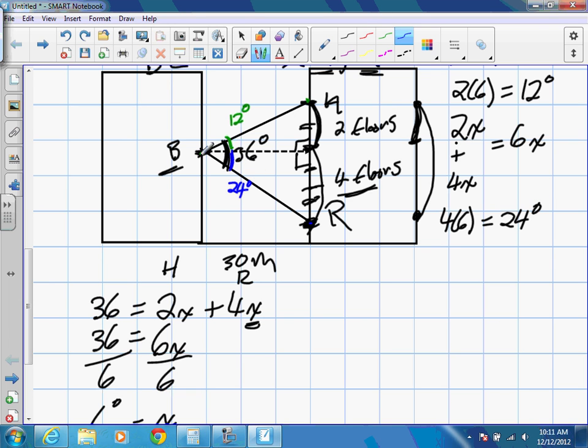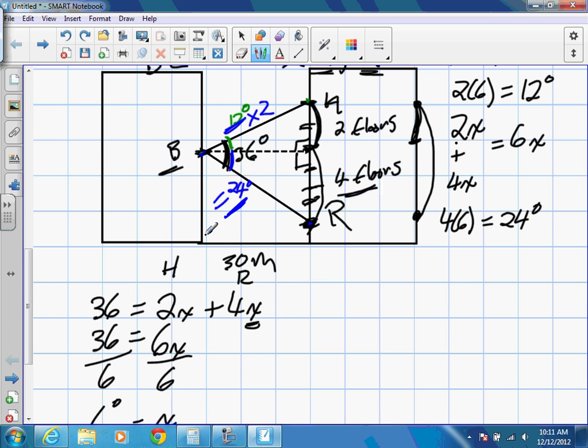Well, let's make sure these make sense. What is 12 plus 24? 36, right? And we know that because this is 2 floors and this is 4 floors, this number has to be double this. Is that true? If I take 12 and multiply by 2, do I get 24? Right, so I've split this up properly.